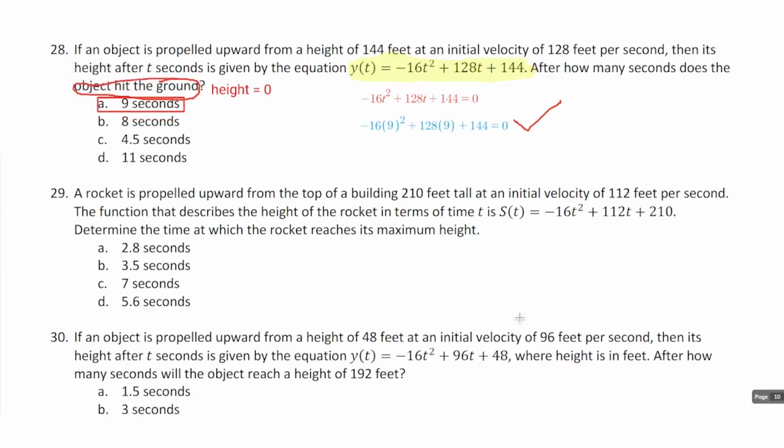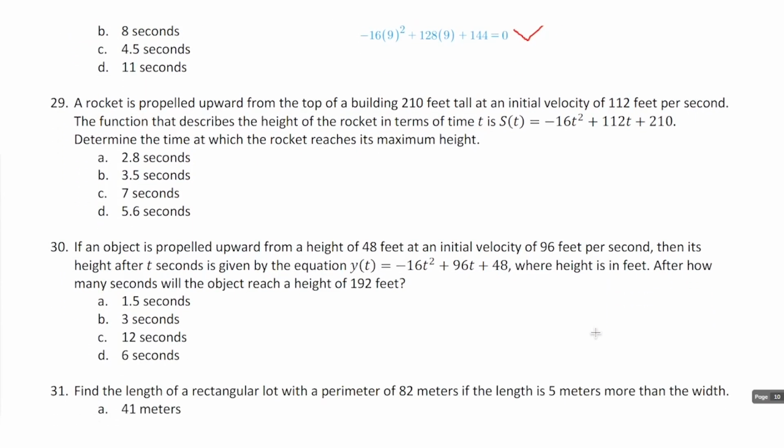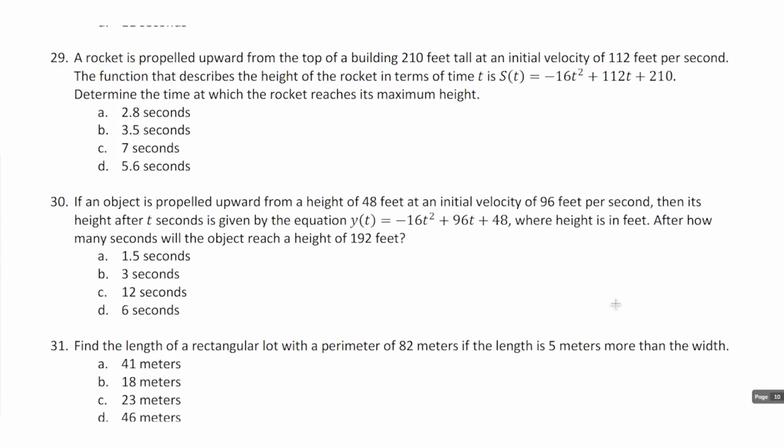Number 29 says a rocket is propelled upward from the top of a building 210 feet tall at an initial velocity of 112 feet per second. The function that describes the height of the rocket in terms of t is given here. Let's highlight this function. So this is giving the height, and we want to know, when does it reach the maximum height?